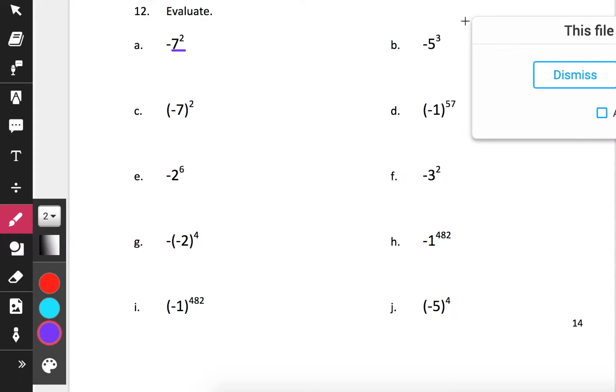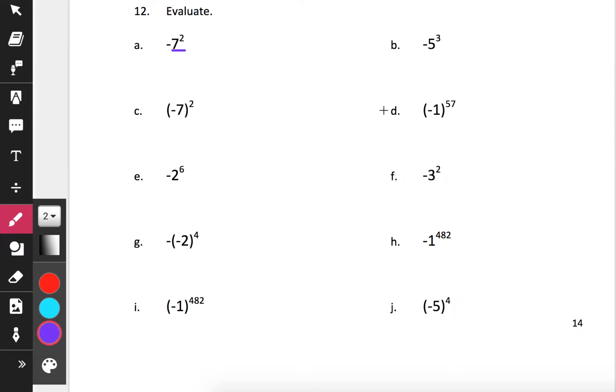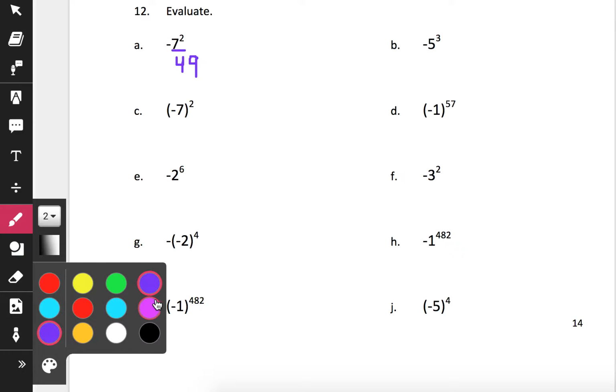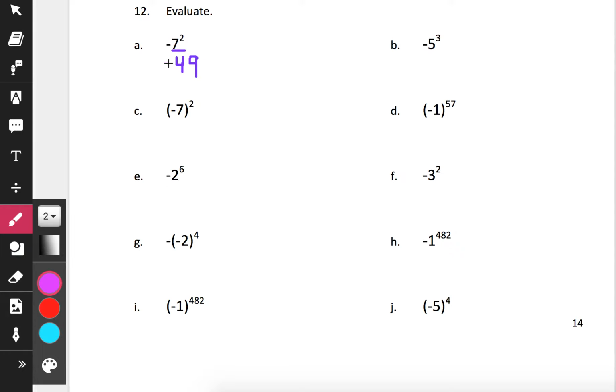So our order of operations, PEMDAS, tells us to do exponents before multiplication. So before this 7 can get multiplied by the negative symbol, we're going to do 7 squared, which is 49, and then the negative will attach. So our answer is negative 49.